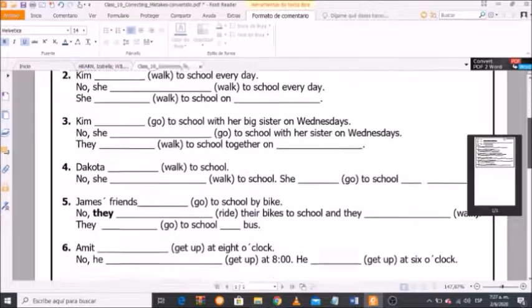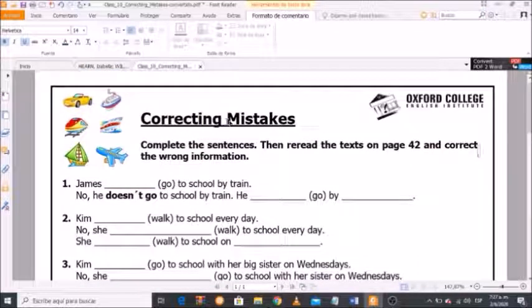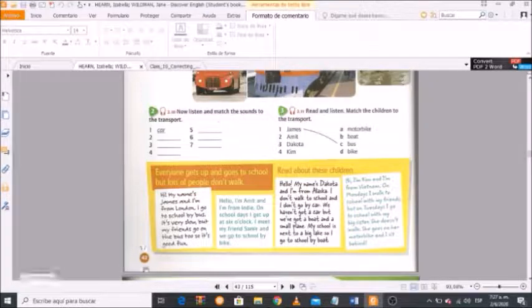Okay, so this is the handout. It says Correcting Mistakes. Complete the sentences, then reread the text on page 42 and correct the wrong information. Entonces, antes de arrancar este handout, les voy a pedir que, si tienen el libro con ustedes, que lo abran en la página 42, page 42, okay, this one, porque para completar nuestros handouts vamos a necesitar de la información de estos cuatro textos. ¿Se acuerdan de James, Amit, Dakota and Kim? Que los vimos la clase anterior. Bueno, vamos a necesitar de esta información para poder completar el handout. ¿Ok?